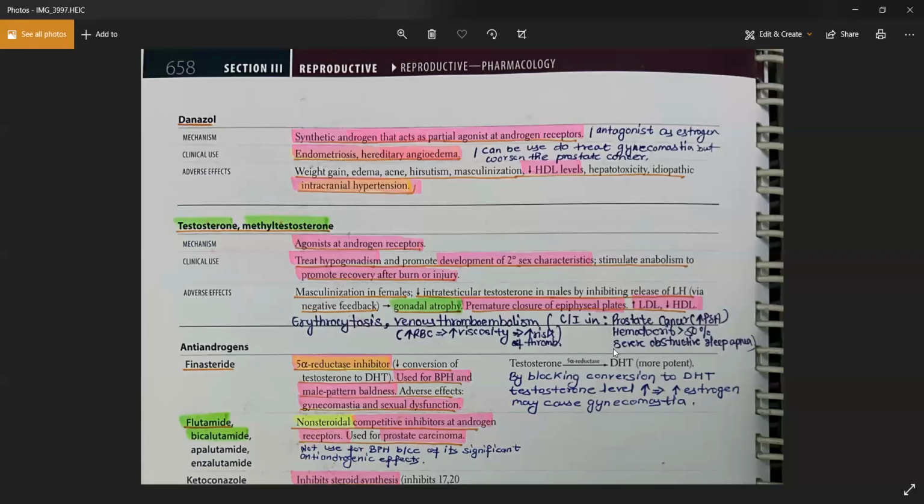If the patient is having severe obstructive sleep apnea, these drugs are again contraindicated because they will increase the level of LDLs and make the patient more obese. So again, you cannot give it to a patient who is having obstructive sleep apnea. That will cause a worsening of the symptoms. So that was about the adverse effects of testosterone or methyltestosterone. Any doubt?